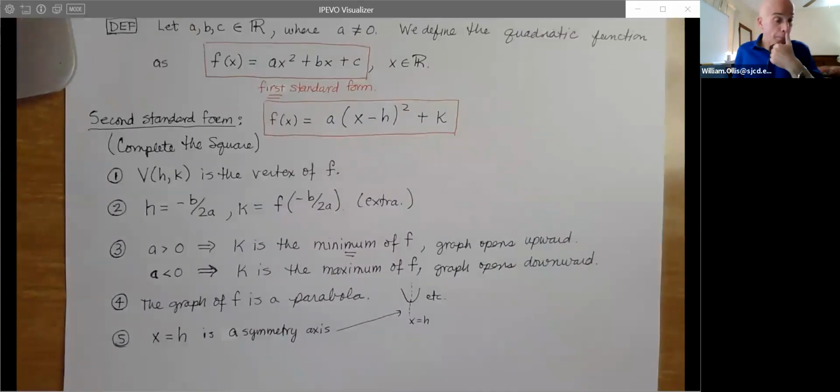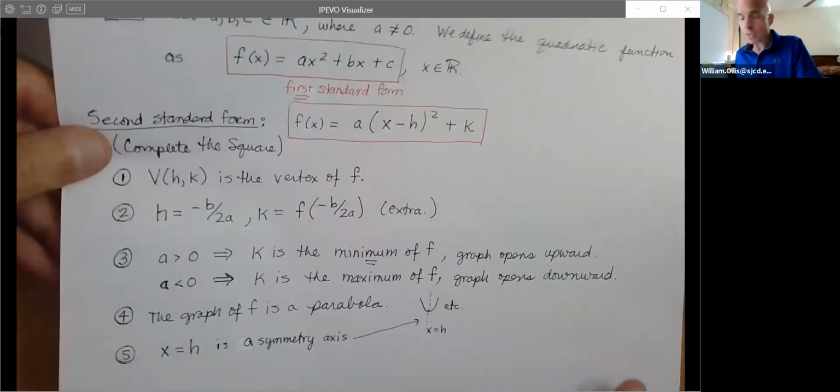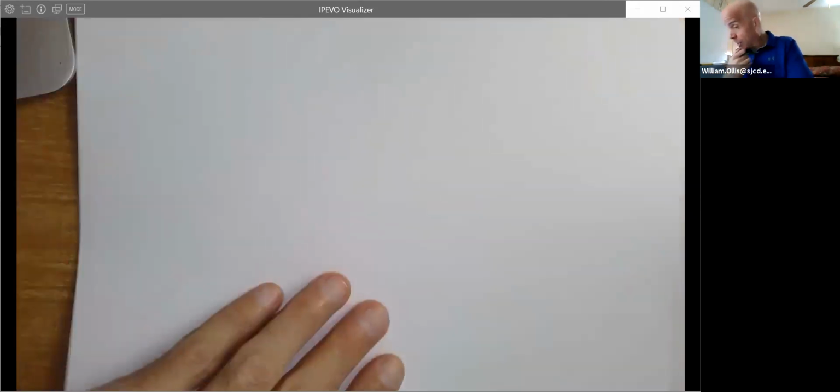So let's do an example here. We have a little laundry list of ideas about quadratic functions that are really pretty simple.